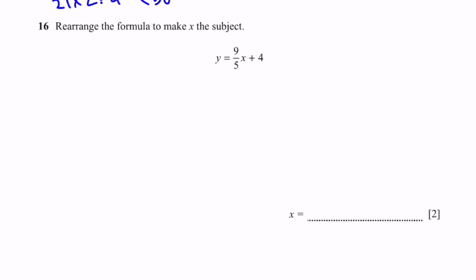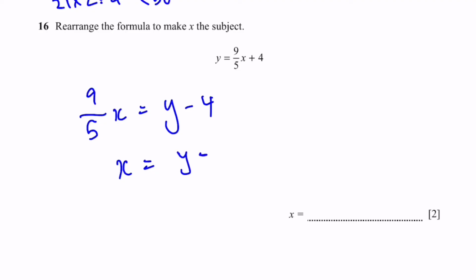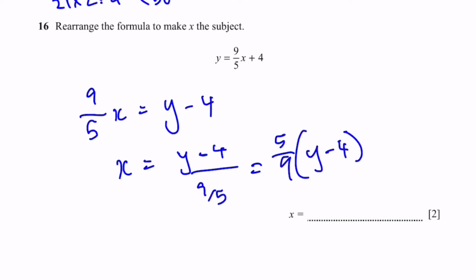Question 16, rearrange the formula to make x the subject. Y equals 9 by 5x plus 4. That means 9 by 5x is equal to y minus 4 when you bring the 4 to the other side. And that means x is equal to y minus 4 divided by 9 by 5. So that'll be 5 by 9 into y minus 4. That's the answer. X equals 5 by 9 into y minus 4.